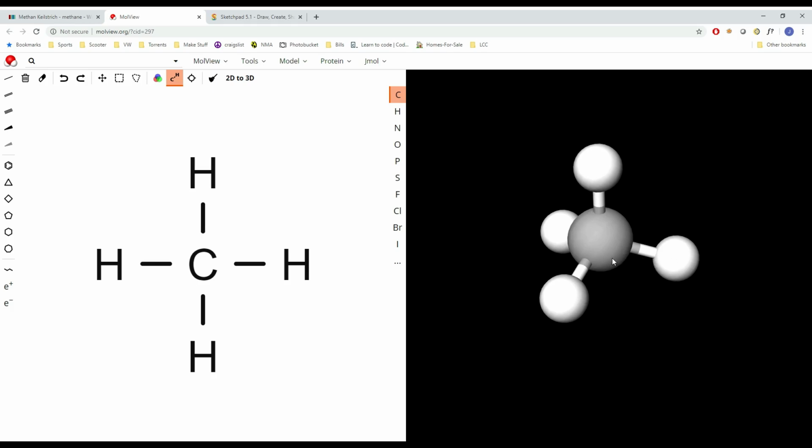Generally you want to try to maximize as many flat lines as you can because they're easier to draw and easier to conceptualize. If you have a molecule that's totally flat, it basically looks just like the Lewis structure. You just draw it flat.